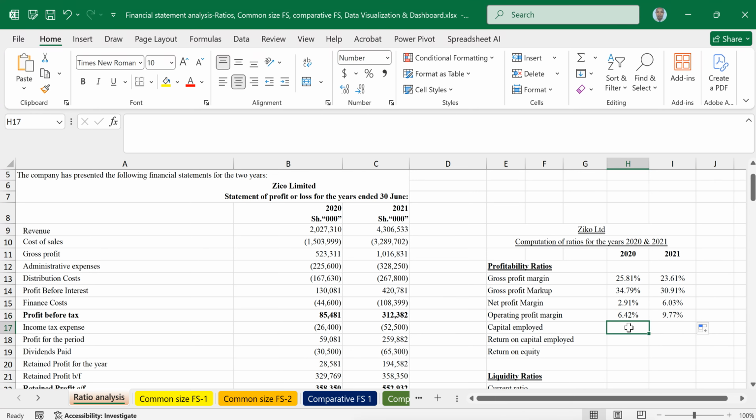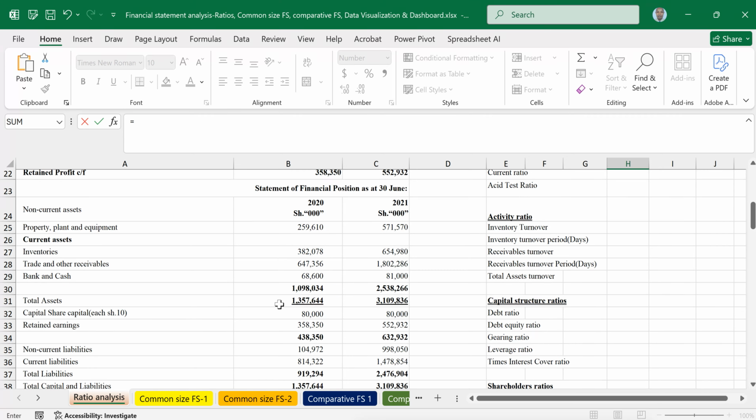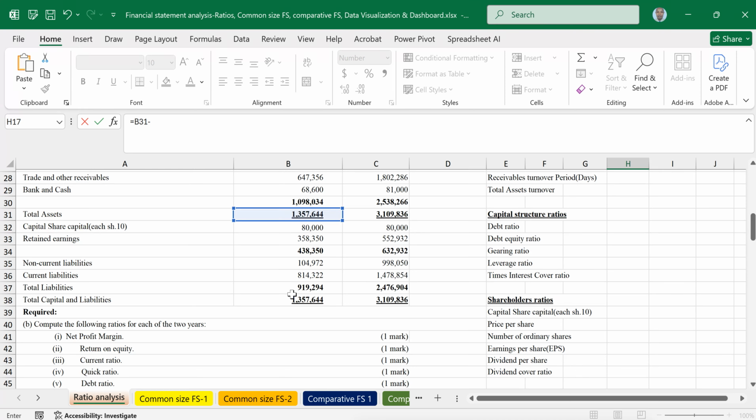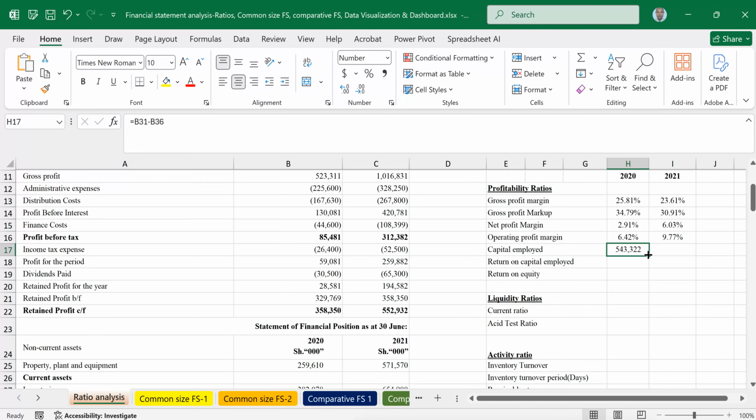Next is capital employed, because the next one is return on capital employed. So capital employed will be total assets minus current liabilities. So equal sign, then find total assets in the statement of financial position. These are total assets, minus current liabilities, and current liabilities are here, 814. So 1,357,644 minus 814,322. Enter, and you are going to get your capital employed.